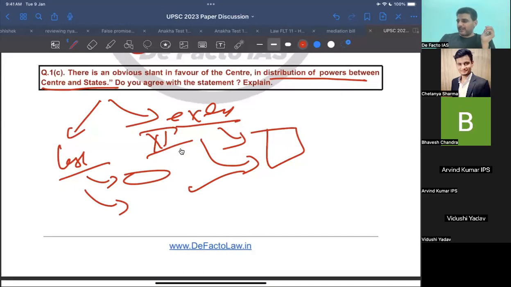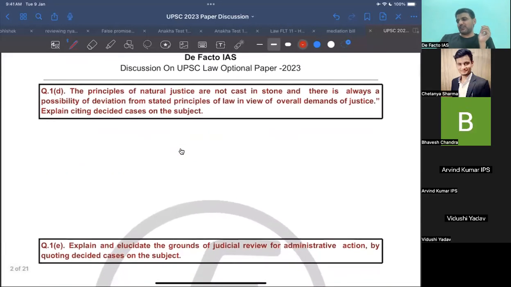Now let us come to 1D. The principle of natural justice are not cast in stone and there is always a possibility of deviation from a stated principle. Last year, the same question was there. The principle of natural justice is flexible. See, this and that question is exactly the same.